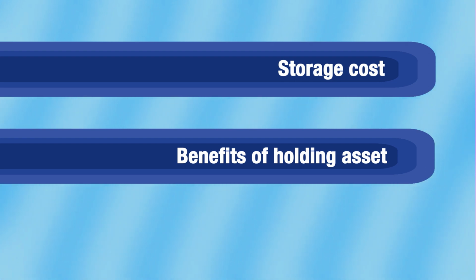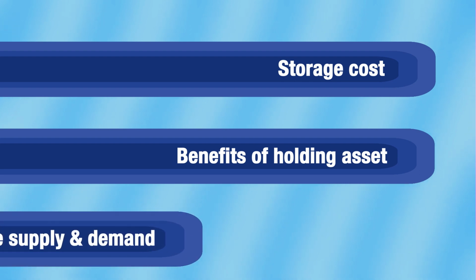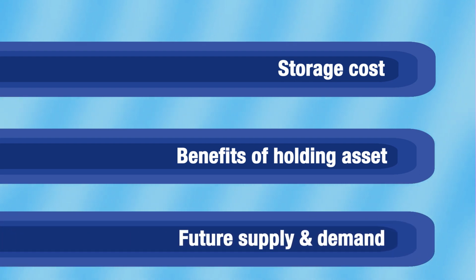Another factor that will impact the price agreed in the futures contract will be the expectations of future supply and demand in that asset. If there is an expectation there will be large levels of supply in the future, then the price agreed in the futures contract will likely be lower than today's price, as there will be an expectation of oversupply sometime in the future.